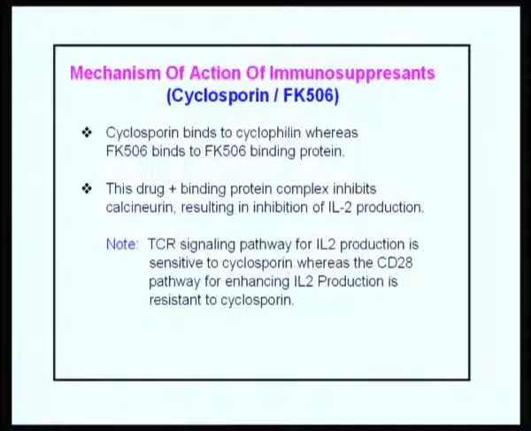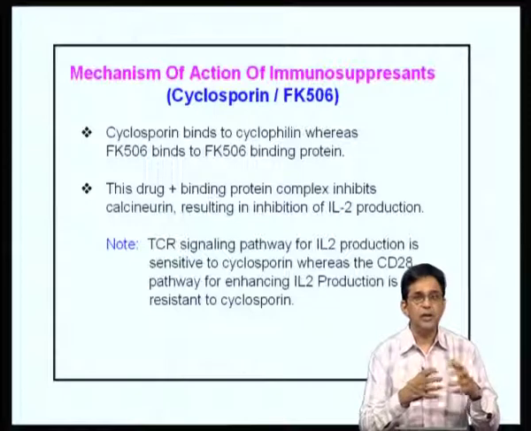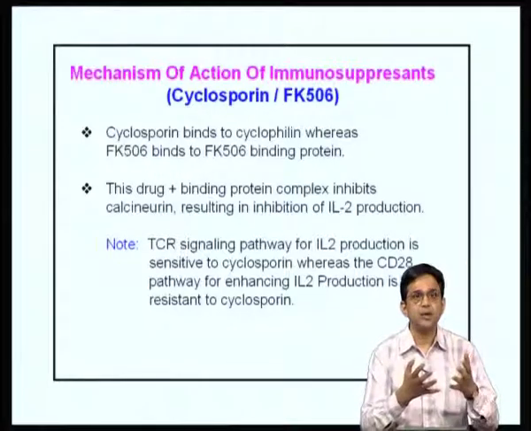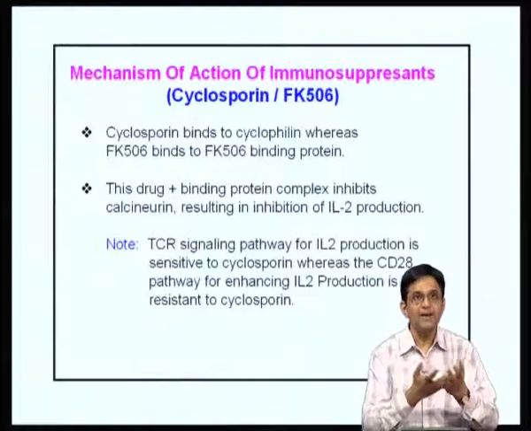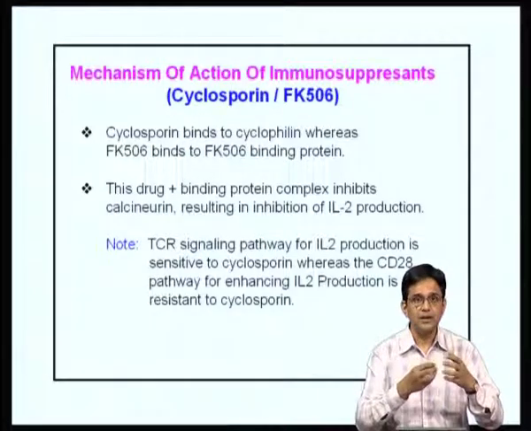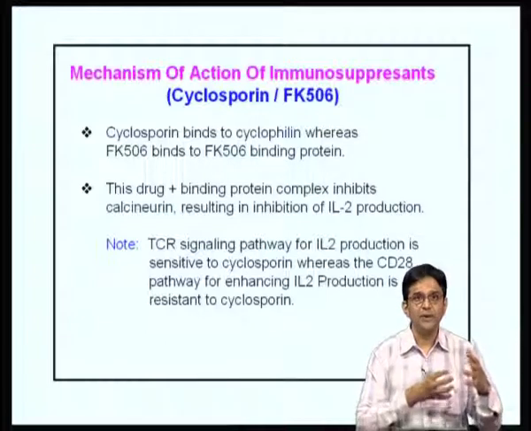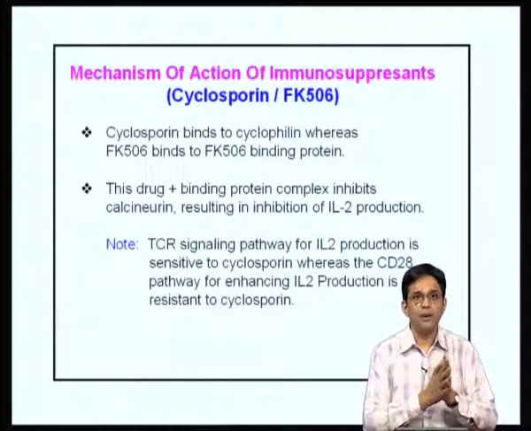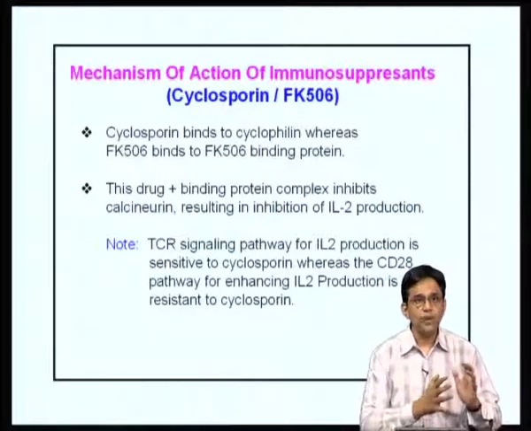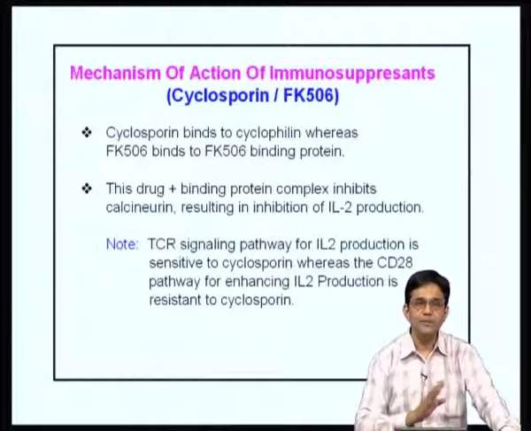They bind to different proteins, but this drug and binding protein complex inhibits calcineurin. Now, it inhibits calcineurin, therefore, it would inhibit the production of IL-2, because as a result of inhibition of calcineurin, the cytosolic NFAT cannot be dephosphorylated, as a result of which NFAT remains in the cytosol, and as a result it cannot translocate to the nucleus to activate IL-2 gene transcription. So, as a result of this, you have the inhibition of T cell activation.